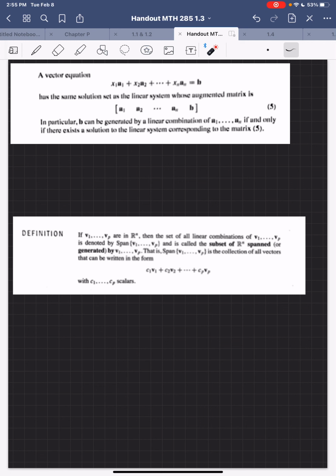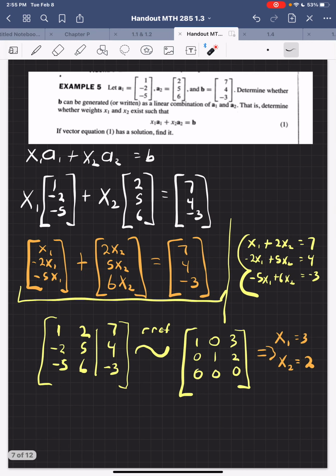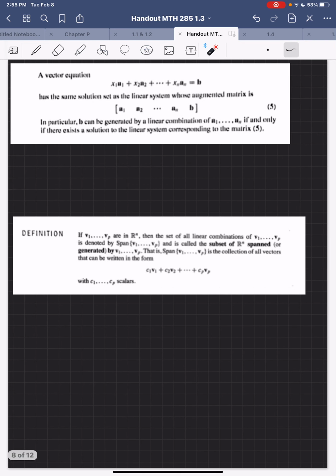Now, so in that previous example, vector b can be generated as a linear combination. Vector b is in the span of vectors a sub 1 and a sub 2. All right. So this is more or less, I've already given you the information here.